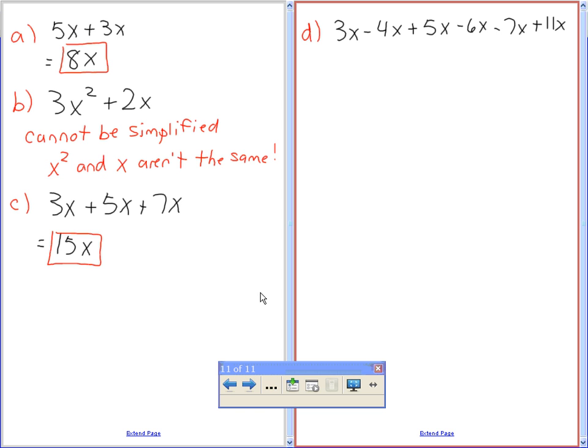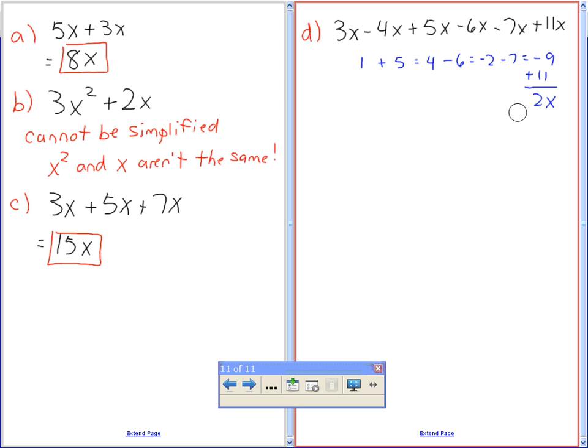Now, Noah, what did you do? I just did 3 minus 4, plus 5, negative 6, minus 7, negative 9. So the answer is 2x. Okay, the answer is actually 2x.